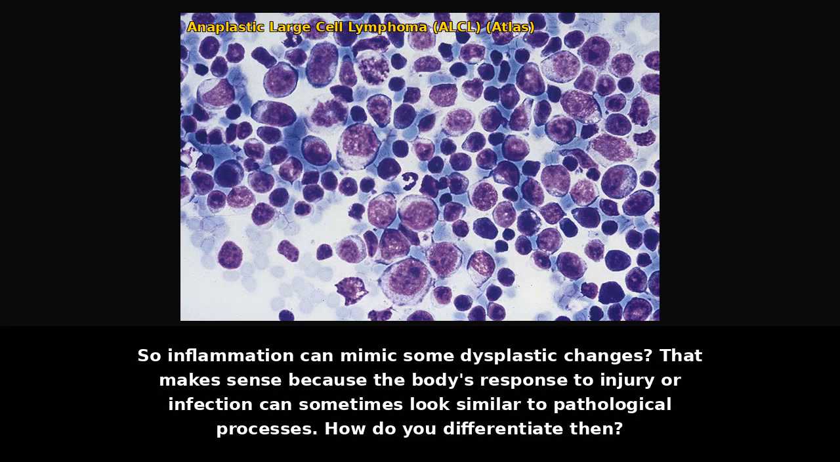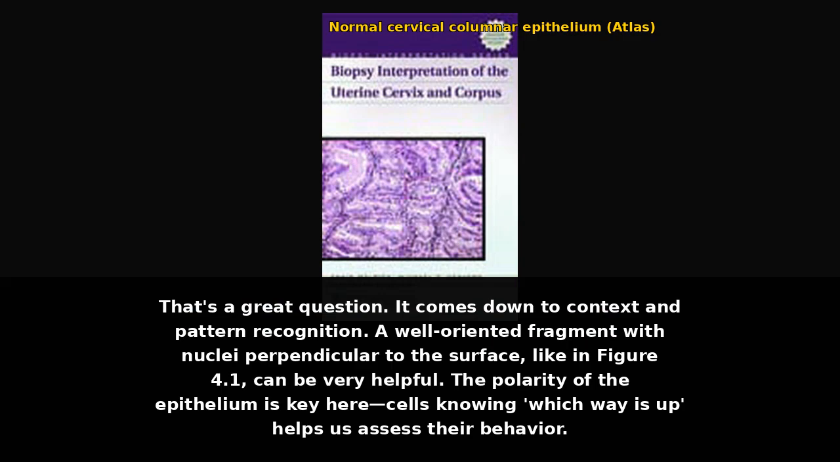How do you differentiate them? It's a great question. It comes down to context and pattern recognition. A well-oriented fragment with nuclei perpendicular to the surface, like in figure 4.1, can be very helpful. The polarity of the epithelium is key here. Cells knowing which way is up helps us assess their behavior.